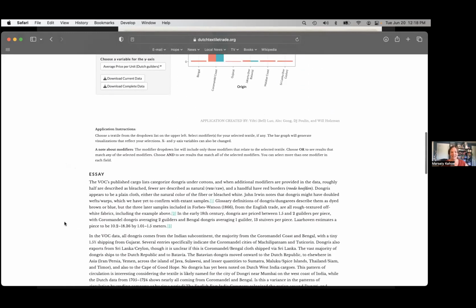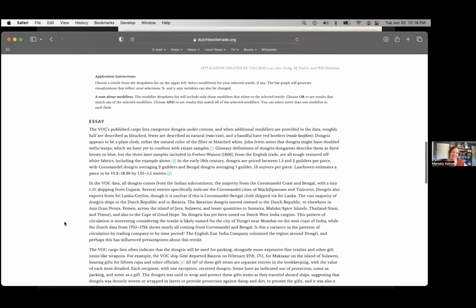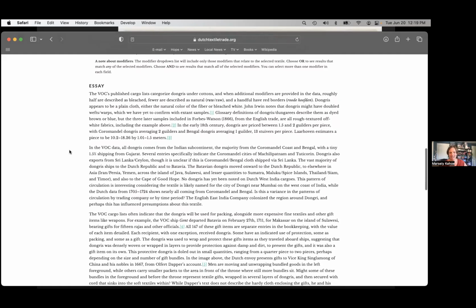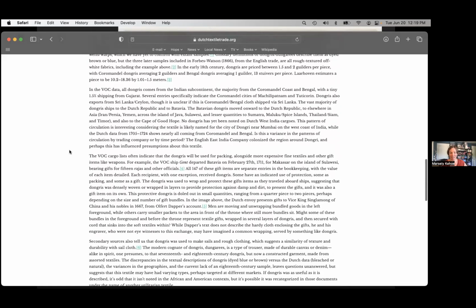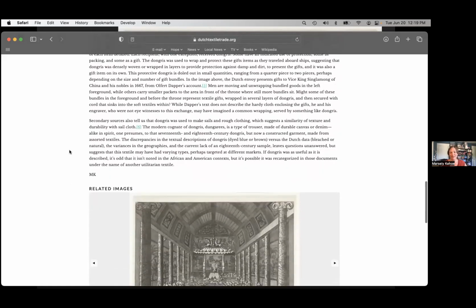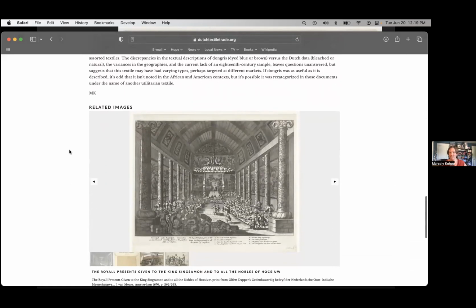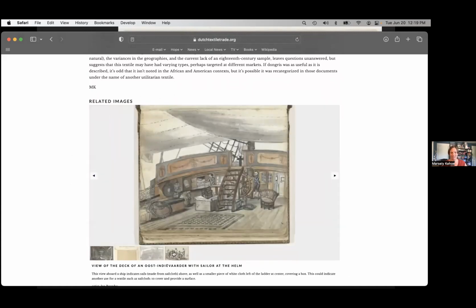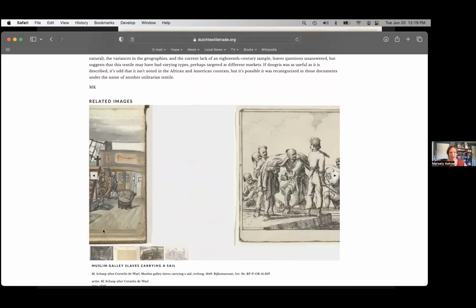Below that is a medium length essay that shows our deeper engagement with the textile. So looking at where it appears in our data, what some of the additional secondary information might be, and providing more context. And then that's heavily footnoted. And that's followed by a gallery of images. So the two images that you saw above, but then also some other related images are provided here as well.